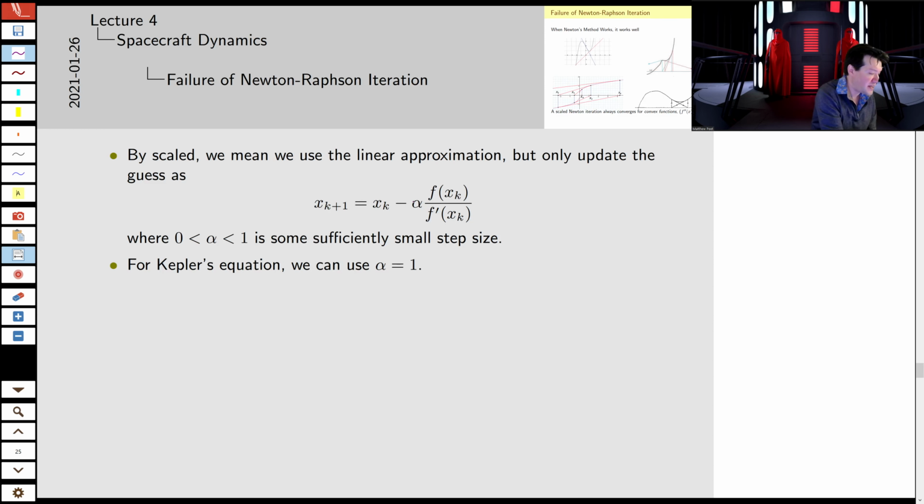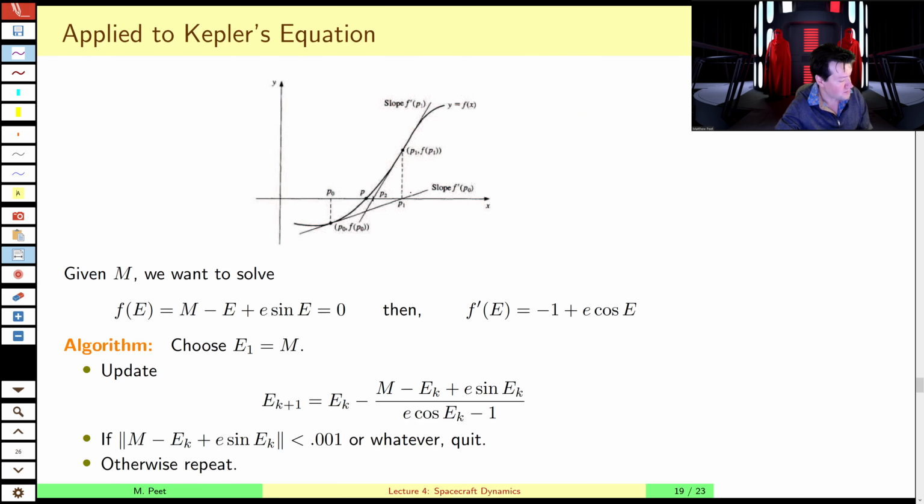Okay. Just scaling Newton's iteration: for Kepler's equation, Newton's iteration just uses no scaling, so alpha equals 1. So let's apply this now to Kepler's equation. That's Newton's iteration in general, and it's still used to find roots of equations. The particular equation we're interested in solving is Kepler's equation, which is given here. So this is our function. Let's get rid of the e equals 0 there.